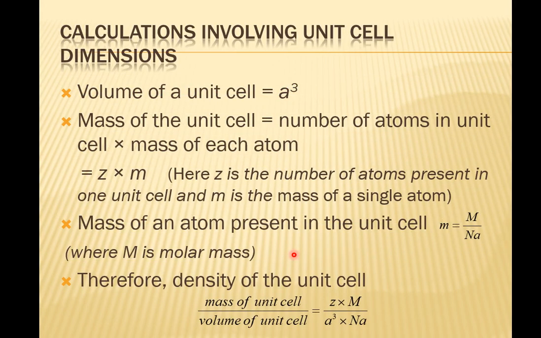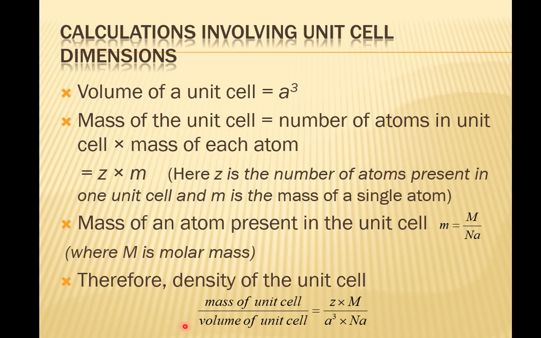Next very important topic is calculations involving the unit cell dimensions. Students, you will definitely get one numerical out of this topic, that is you are asked to calculate the density of a unit cell. You take any question paper of any year, you will find one numerical out of this topic. Formula of density, all of you know, this is equal to mass upon volume. Mass means here mass of unit cell and volume of unit cell.